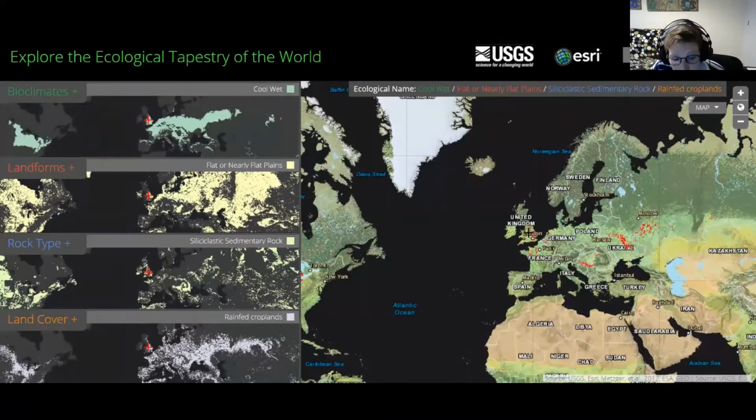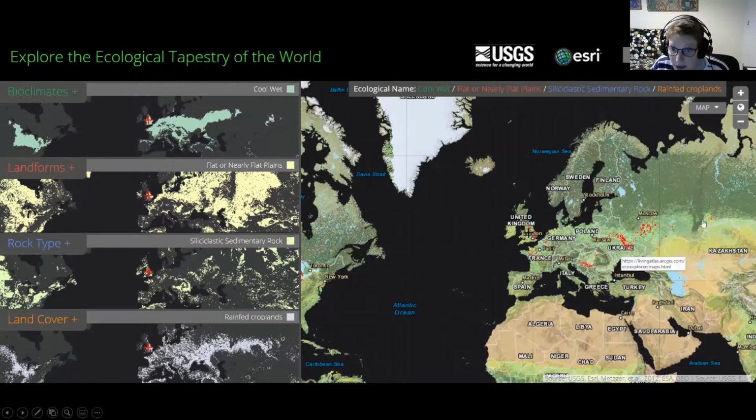Another use of GIS is to help us manage and understand different ecosystems. So this app that we're looking at now is showing us where different ecosystems are found all around the world. So we can see here, I've clicked on the UK and it's showing where the cool wet bioclimate is, where other places that are quite flat, like where I've clicked on the UK is, and where places have the same rock type and land cover as well. So data about climate and geology and landforms and what people are using the land for are all collected together. And this helps us understand where particular ecosystems are located.